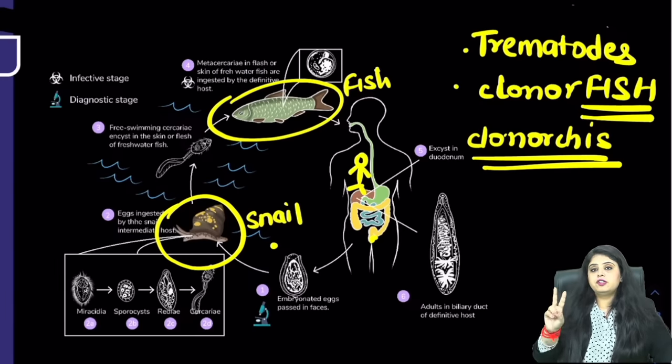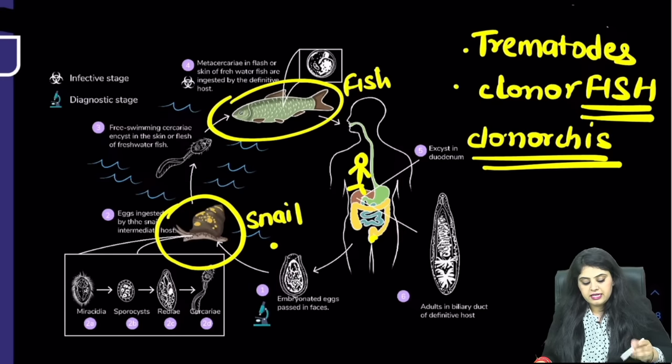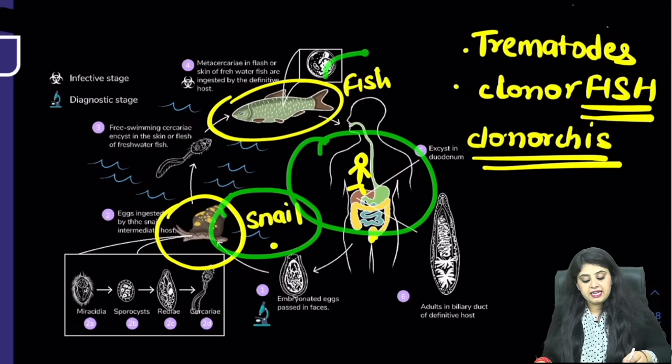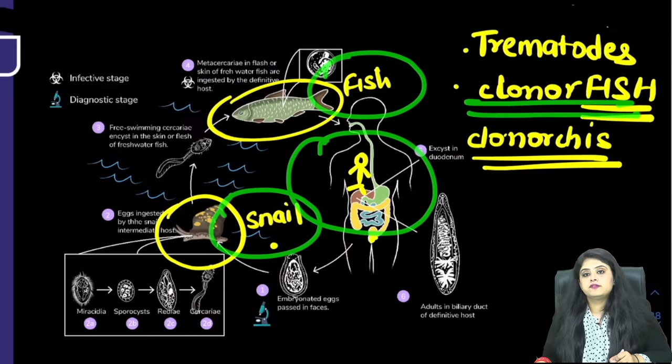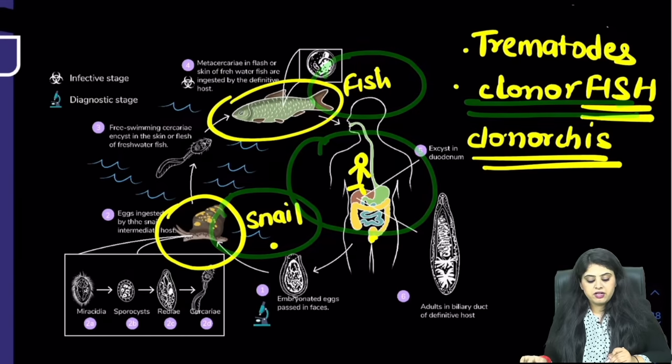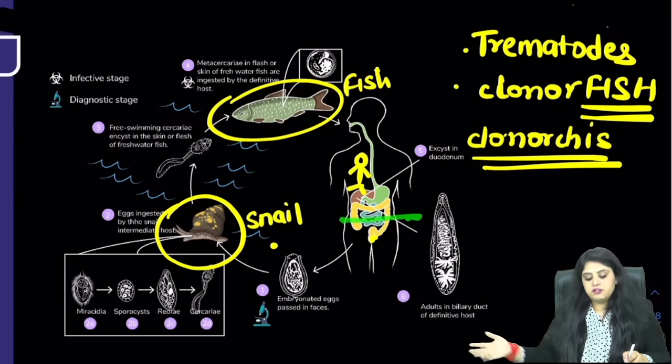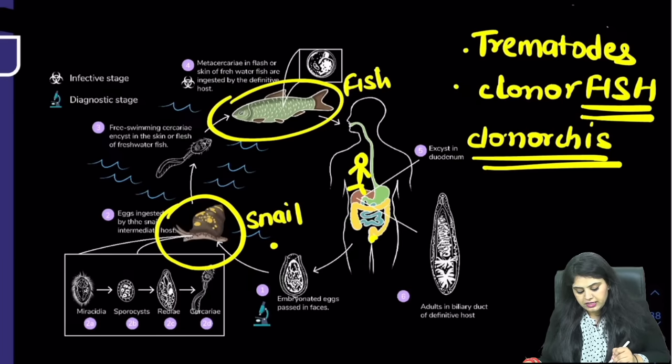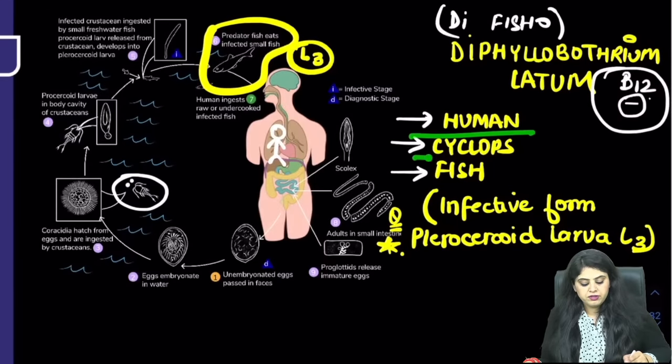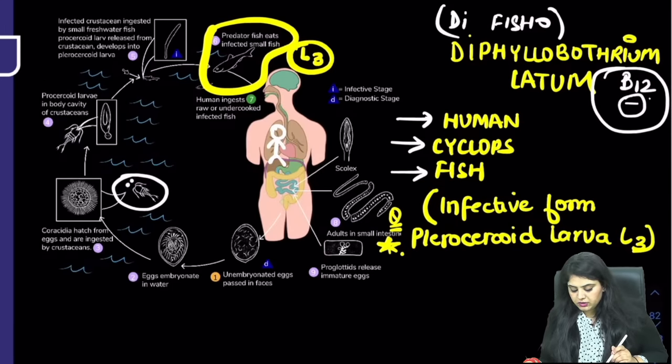So now, fish se related two things. Don't get confused. If it is a human being, snail and fish, that is Clonorchis or Opisthorchis. But if it would have been human being, fish and fish, that is the first thing that I showed you, human, fish, fish, that would have become Diphyllobothrium latum. Is that okay? Right? That is another thing that is done.